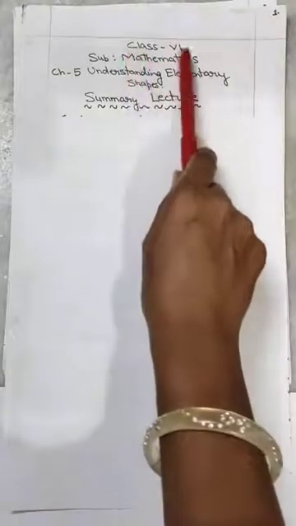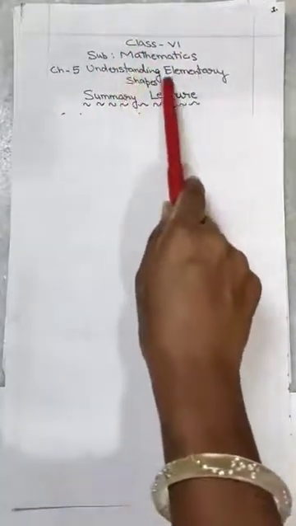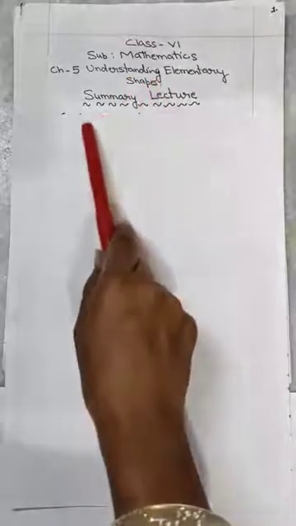Good morning, students. Welcome to mathematics class of grade 6, chapter 5, Understanding Elementary Shapes. And this is your summary lecture. In this lecture, we will revise whatever we have learned in this chapter.